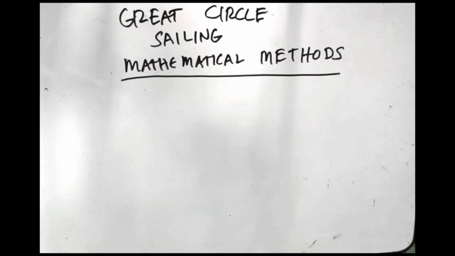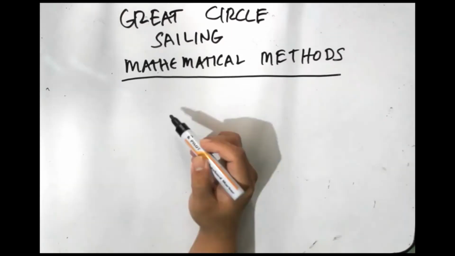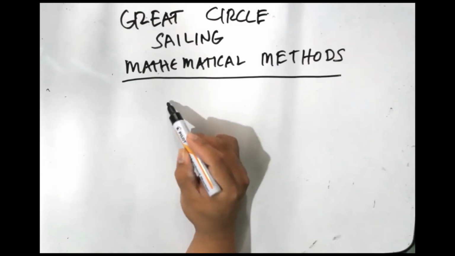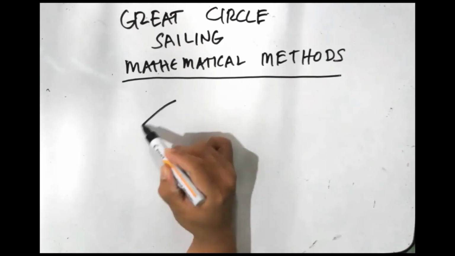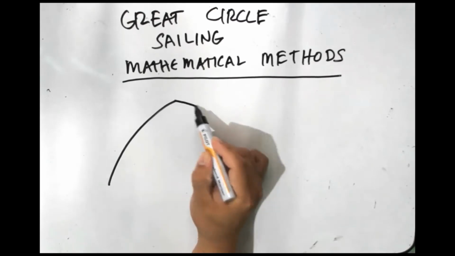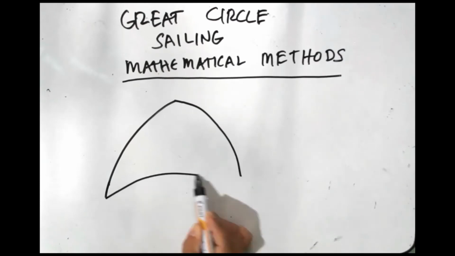Ano yung mga dapat nating malaman in terms of great circle sailing, mga mathematical methods. So the first method that we will use is the cosine law. So as we say, napagka sinabi nating great circle, so gumagamit tayo ng spherical triangle. Okay? Spherical triangle. So this is the example of a spherical triangle. Okay? Yan. And then magkakaroon yun ng great circle na ganyan.